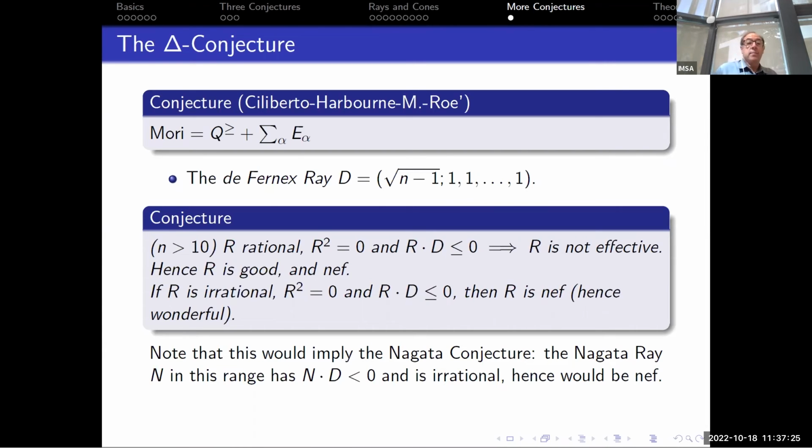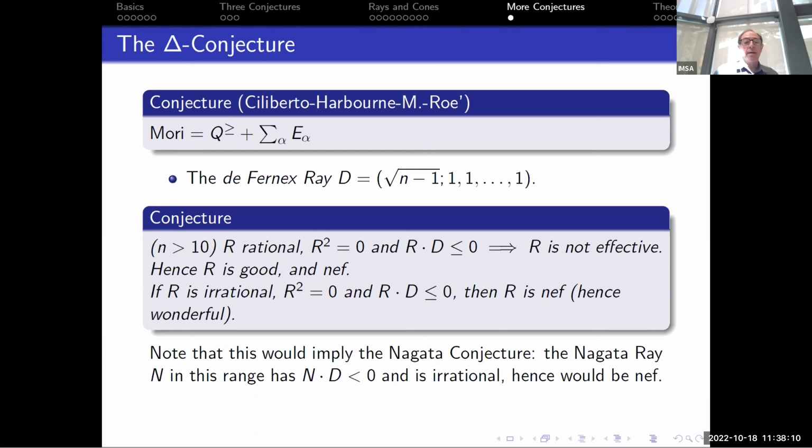there's also a version when n is 10, but that's a little more technical. If you have a rational ray, square zero, and its intersection with the de Fernex ray is less than or equal to 0, then it's not effective. Therefore, it's a good ray, and it's a Nef ray, and it's extremal, etc. If it's irrational, square 0 and intersects de Fernex negatively, then it's Nef, and hence is wonderful. So this would be a rather simple way, related to the delta conjecture, to extract information about the boundary of the Mori cone.